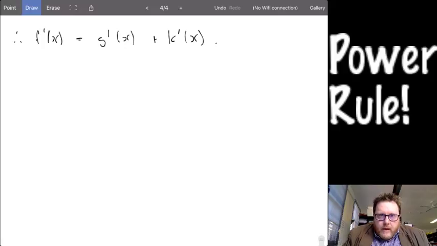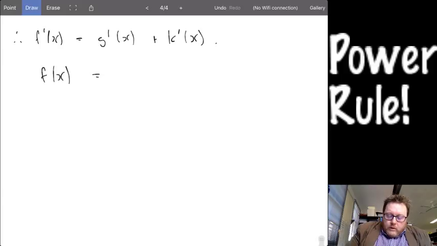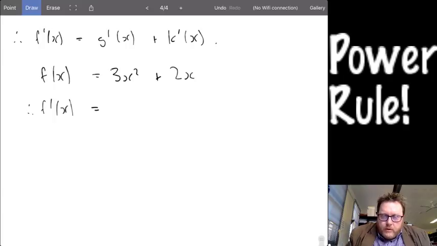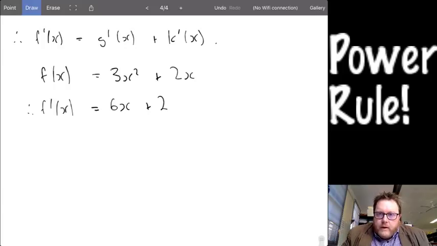Now that we've solved that, we can now use that knowledge to solve something like f of x equals 3x squared plus, say, 2x. Therefore, f dash of x is equal to, so we derive the first term, 3x squared is 6x, and derive the second term, 2x becomes 2. So if the function is 3x squared plus 2x, then the derivative function is 6x plus 2. And we're done.